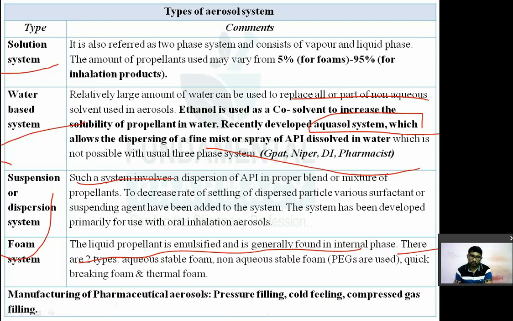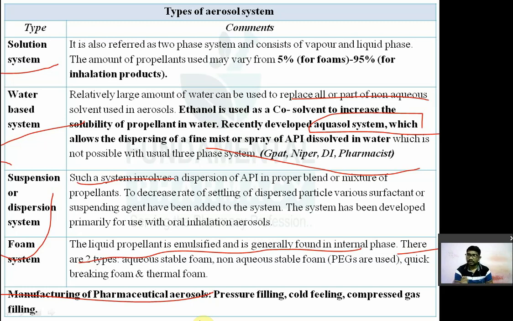Now, manufacturing of aerosol is a complex process. First, the packaging department will design the container and all the requirements except the product blend, which will be produced by an industrial pharmacist. Now, filling of that blend into the container: for that purpose you have three processes: pressure filling, cold filling, compressed gas filling. Just remember the names.